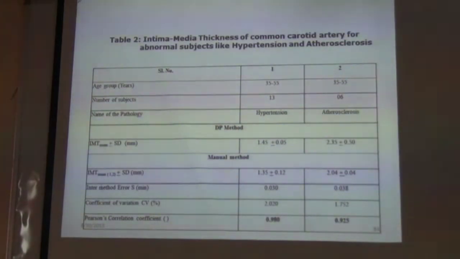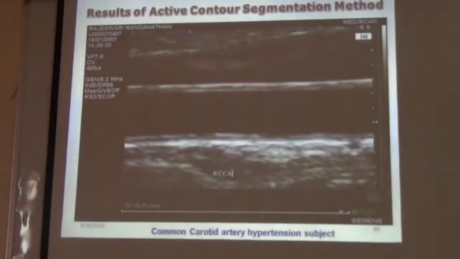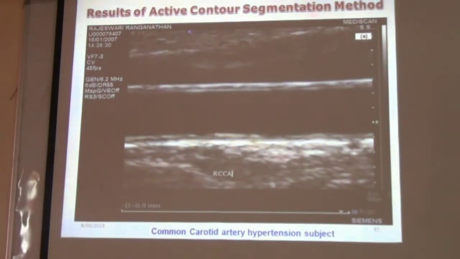Okay. This conventional method shows that the radiologist detail also is not that much deviated from this. And this is in the results of the active contour segmentation method. This information which you took from another machine, that information is not.